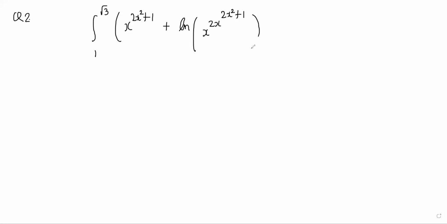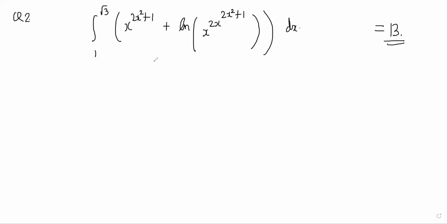Okay. Question 2 was this integral. The integral was from 1 to root 3 of x power 2x square plus 1 plus ln of x power 2x power 2x square plus 1 dx. This was the integral. I got 13. Yes, 13 is correct. How did you do it?